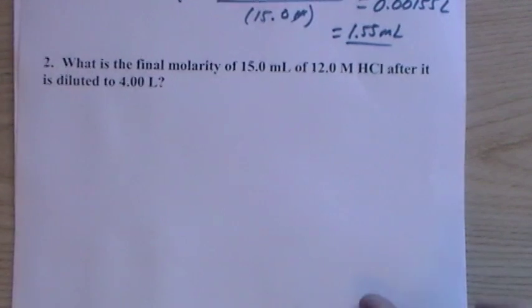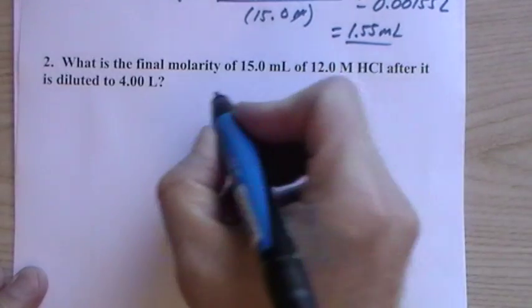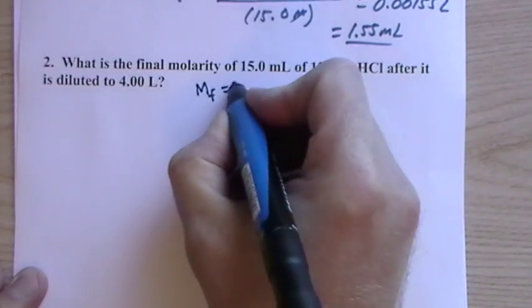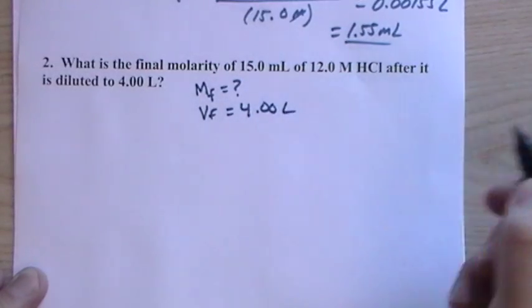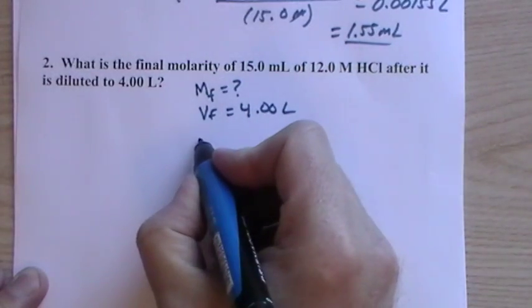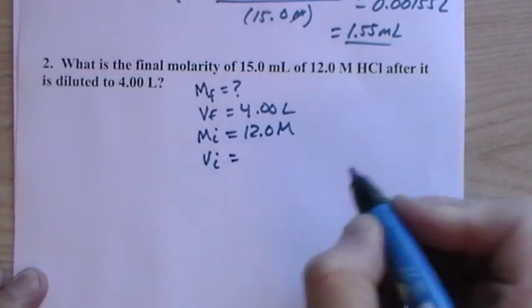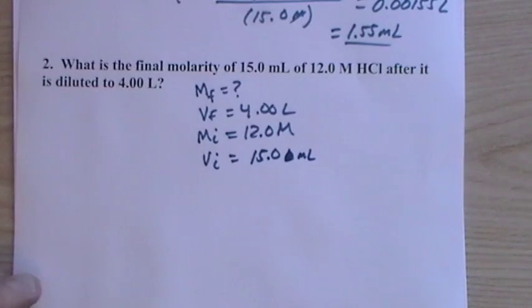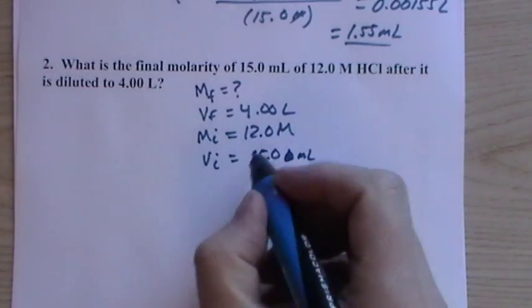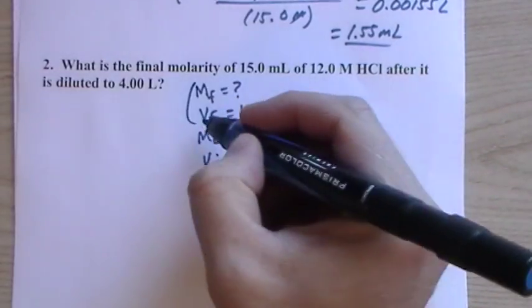Okay, what is the final molarity of 15 mils of 12 molar HCl after it is diluted to 4 liters? So what is our final molarity? Well, they've told us that we don't know that. Our final volume is 4 liters, and then our initial concentration is 12 molar. So a lot of this is just picking out which one is which for these variables.